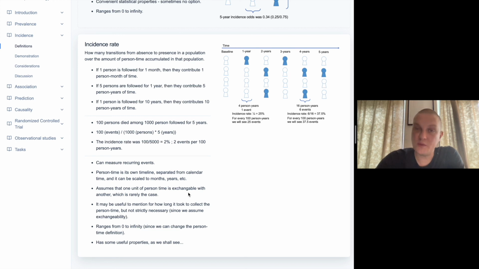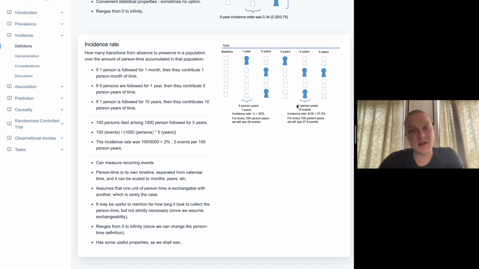It might be useful to report how long it took to collect the data, as I did here, but in reality that's not strictly necessary because we removed calendar time. We're just talking about person years. In this case, for instance, we had 16 person years. That was collected over 4 years. But if I had had 16 individuals in my study and I'd studied them for 1 year, then that would also have been 16 person years, right?